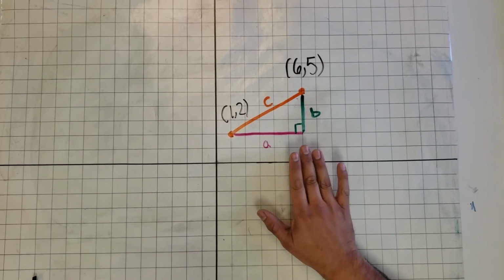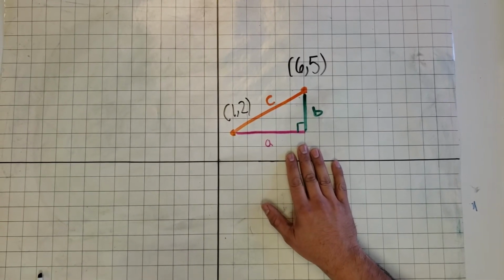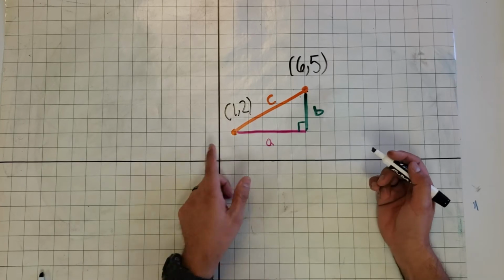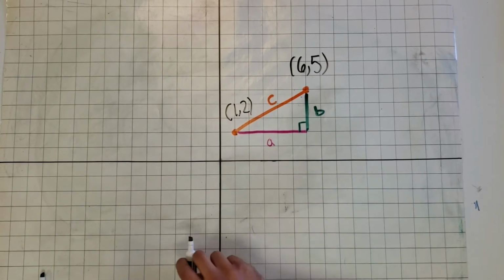Now this method, when you actually have a graph, is super easy because you're already familiar with it. All you have to do is know how to count. What's the formula again?